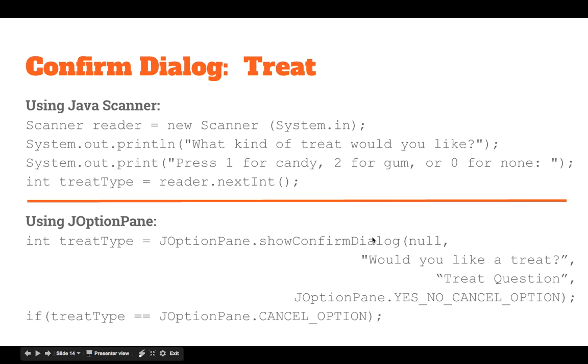JOptionPane, show confirm dialogue, and my options are, so null, I pass that first. Then I say, would you like a treat? And I'm going to label this box treat question, is what I'm calling this question. And then for JOptionPane, I'm going to give the yes, no, cancel option. So those are all the choices. And notice these are all in capitals. So you have to do it in capitals, and you have to have the underscore there. And then I have to put an if statement in. So if the treat type is equal to JOptionPane.cancel option, then it's going to do one thing. That's how it is powerful, because you add the if statements in, and you say check this variable if it's equal to either cancel option or yes option or no option.